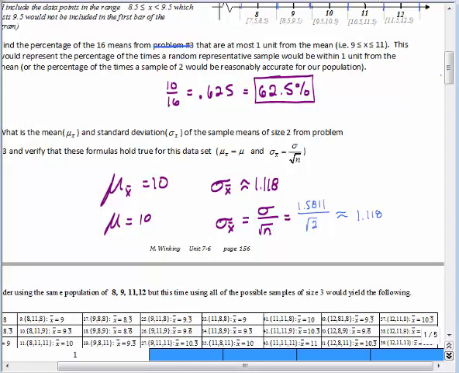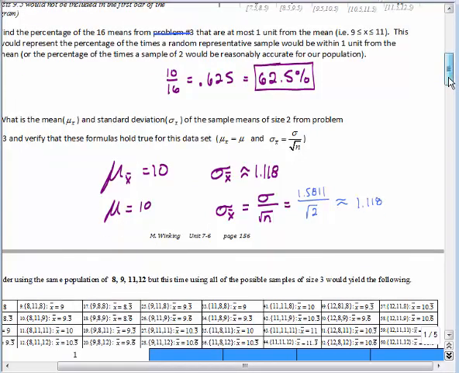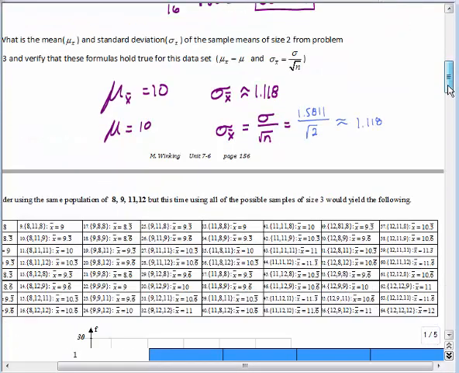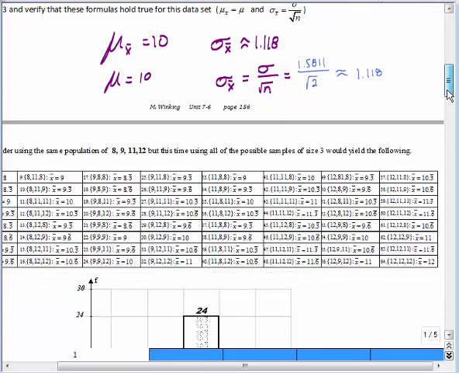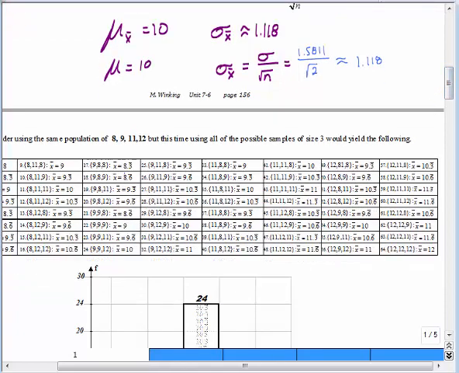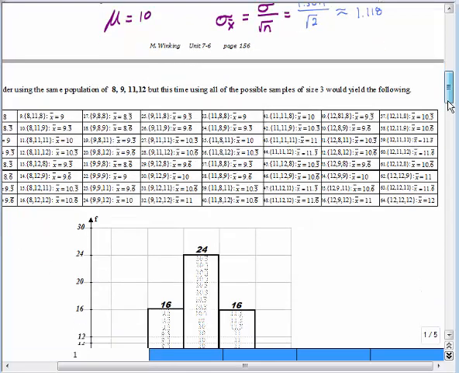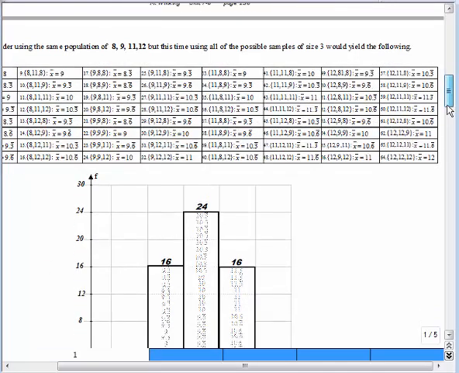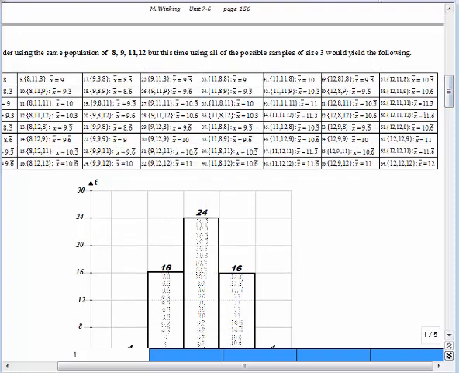Alright, now just to show you how complicated this can get really fast, I again started with the population of 8, 9, 11, and 12, and I wrote down every single possible sample of size 3. And look at that, there are actually 64 samples of size 3. And I wrote down all the means of those samples too for you, because I figured that'd be too tedious to do on your own. I went ahead and did it for you. So I'll stop here and we'll actually look at this data in the next video.